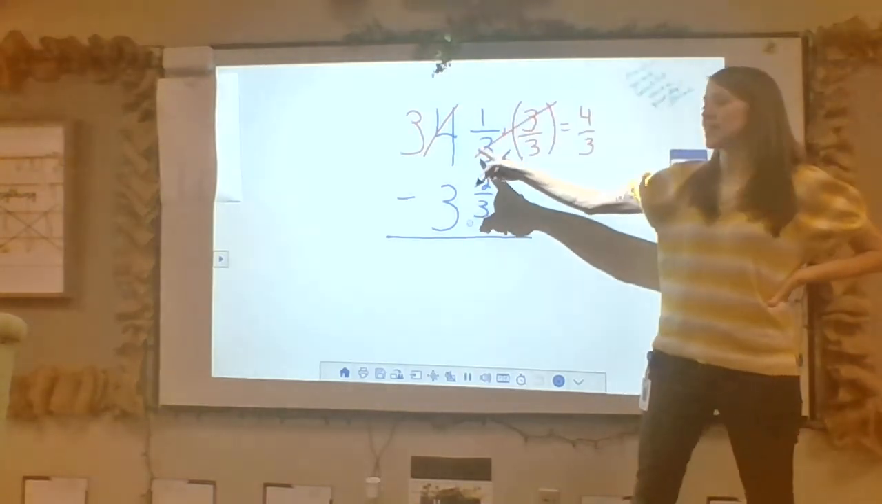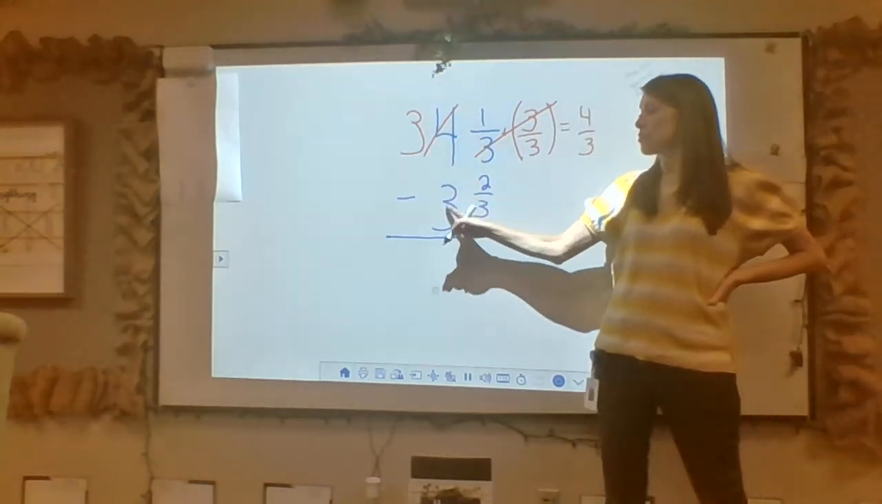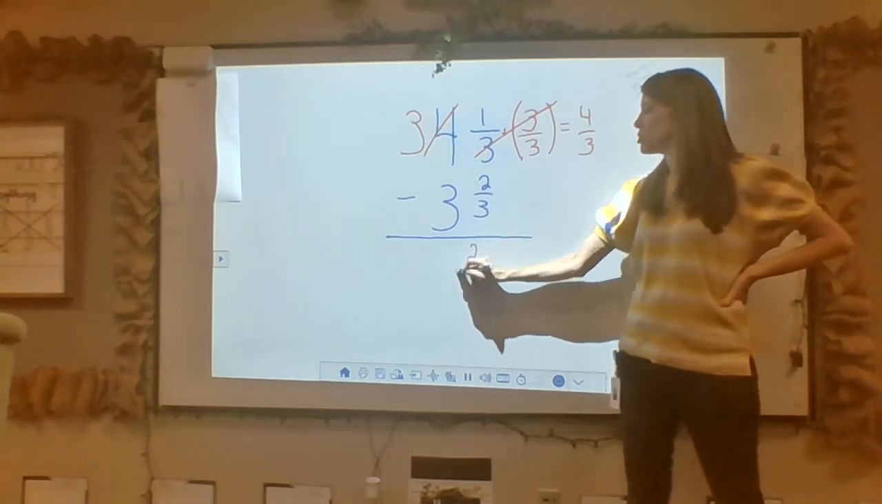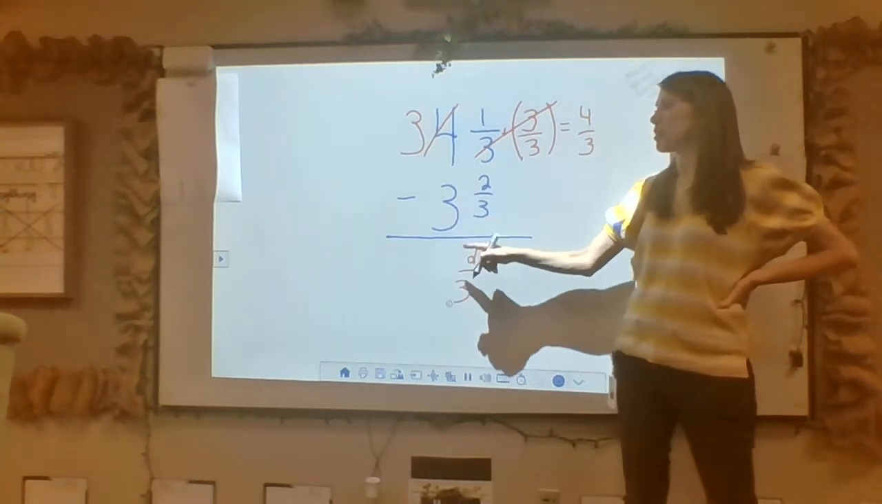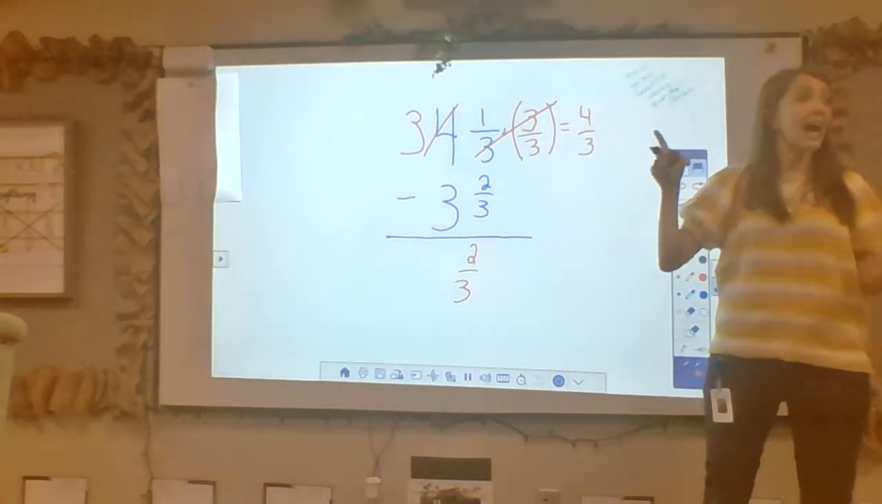Now you can kind of cross that out so it's not confusing. You have 3 and 4 thirds minus 3 and 2 thirds. 4 thirds minus 2 thirds equals 2 thirds. 3 minus 3 equals 0. Some people say, well, but Ms. Van Zanten, this is improper. Yes, that's exactly what you're doing.